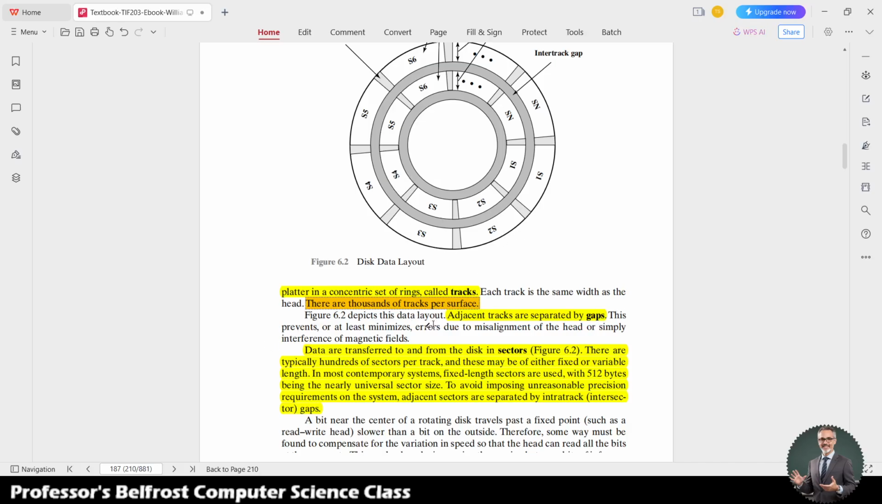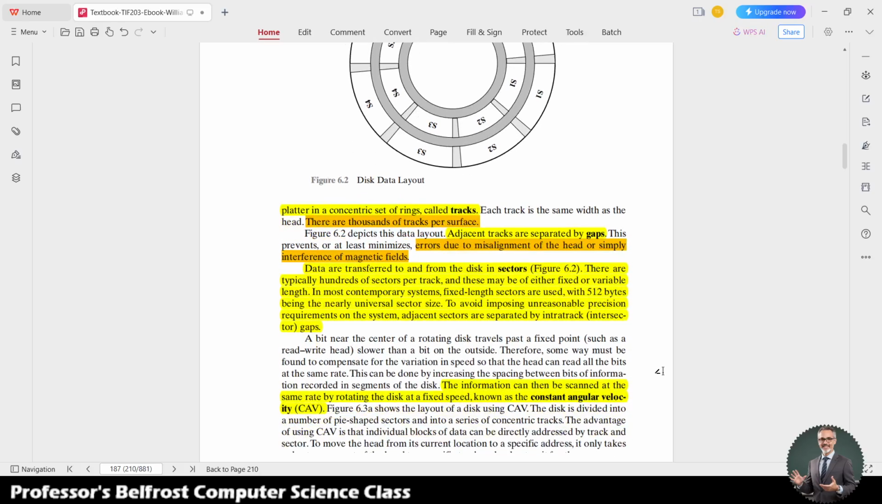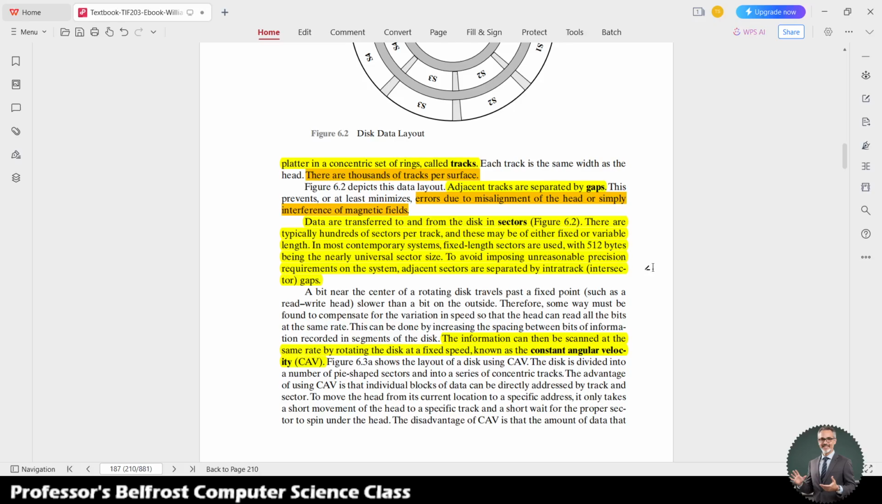This will prevent or minimize the errors due to misalignment of the head or simply interference of the magnetic field. The data are transferred to and from the disk in sectors. So what are sectors? Sectors 1, 2, 3, 4, 5, 6, up to sector N. There are typically hundreds of sectors per track. To avoid imposing unreasonable precision requirements on the system, the adjacent sectors are also separated by what are called intra-track gaps.